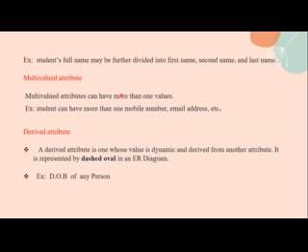And multivalued attribute. These attributes can have more than one value. For example, a student can have more than one mobile number and email address. Today, everyone has two mail IDs minimum and two mobile numbers, and maybe four or five mail IDs also. The next one, the derived attribute, is one whose value is dynamic and derived from another attribute. It is represented by a dashed oval in the ER diagram. For example, from the date of birth of any person, we can identify the age of that person, 19 or 20 and so on. So we can derive it easily.